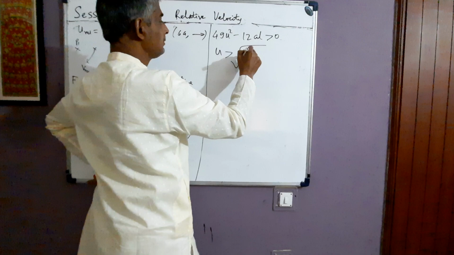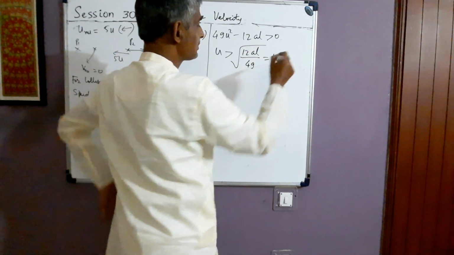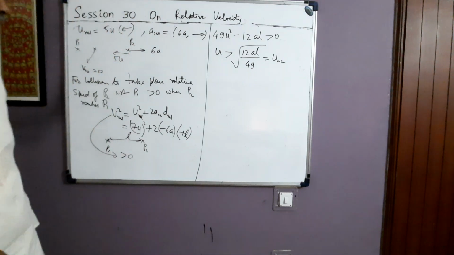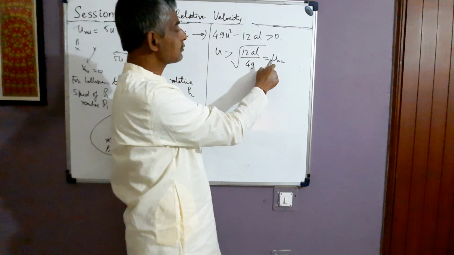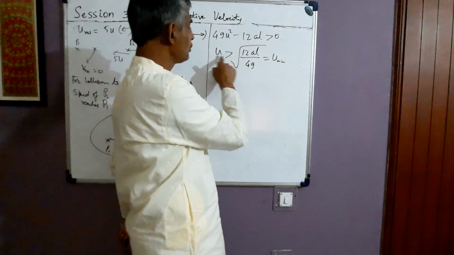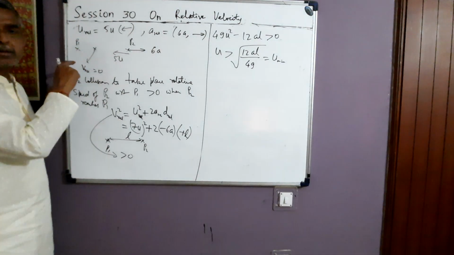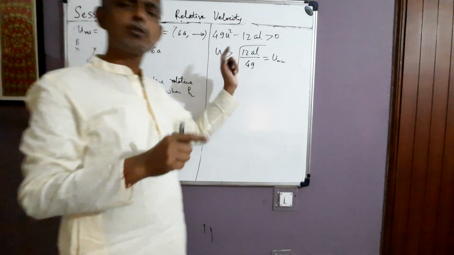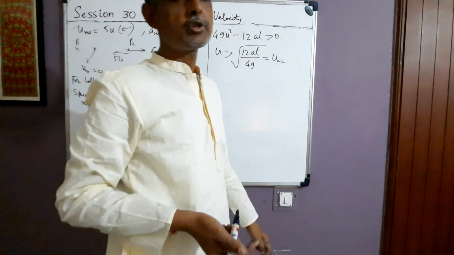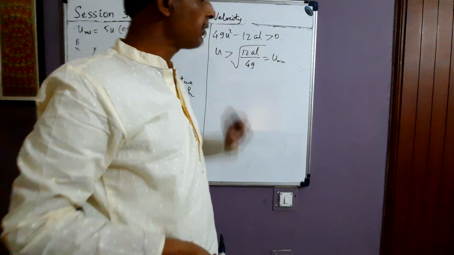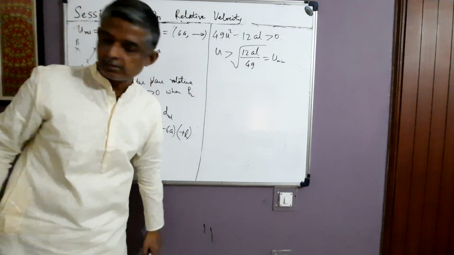U should be more than the square root of 12AL by 49. This is therefore the minimum value of U. So the minimum value of U so that collision takes place is this much. If U is less than this quantity, there is no scope for any collision. If U is equal to this quantity, then what will happen? P2 just reaches P1 and then its relative speed becomes 0. So in this case also there will be no collision, but it's just a limiting case. But if you exceed this quantity, then collision is going to take place. So this is the required minimum value of U. Fine, alright. So part A has been discussed.